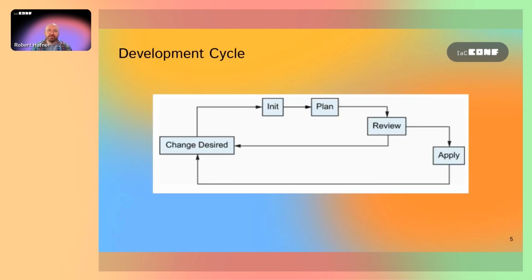The development cycle is pretty easy. Somebody desires a change. Maybe I need more machines. Maybe I need to change machine types. Maybe I need to go and do a whole new feature. You go, you write some code, init, plan, review, realize you messed up, init, plan, review, do that cycle a few times, and then apply in your dev environment. Hopefully you're not deploying from your computer.